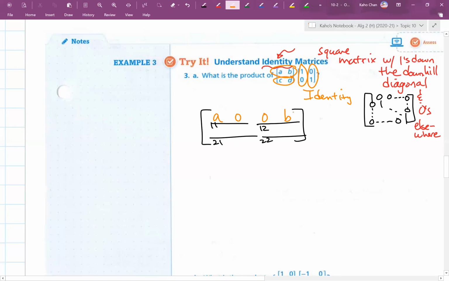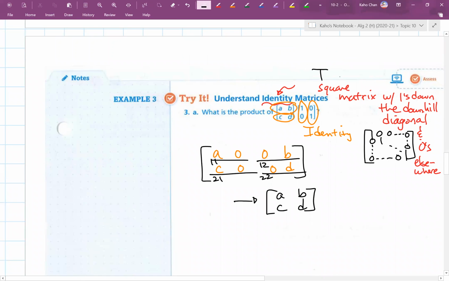Okay, next element, row 2, column 1, C times 1 and D times 0. And finally, row 2, column 2, C times 0 and D times 1. When you clean that up, you'll get A, B, C, D, the same matrix. Any questions? Pretty straightforward. That's called the identity matrix. Write this down, identity matrix. It's like multiplying by 1 with regular numbers.